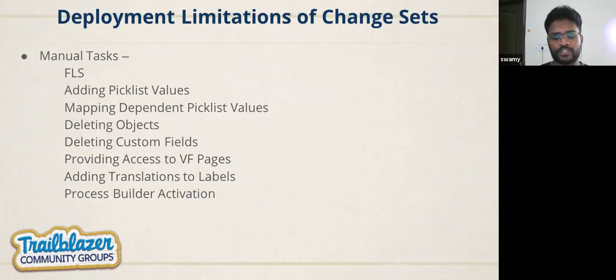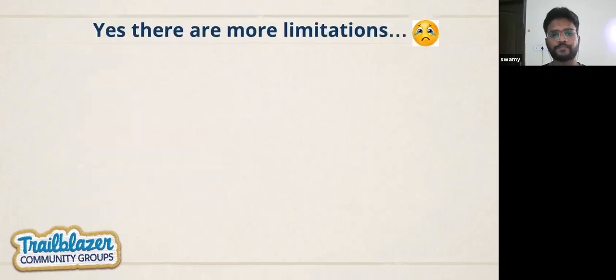And process builder activation is also a manual task. You can easily deploy the process builder through change set, but you have to do the activation manually. And I remember last time what happened in my project. The guy forgot to activate the process builder, and after 2 months, a ticket was raised saying that a process builder is not working. And entitlement processes also have to be done manually.